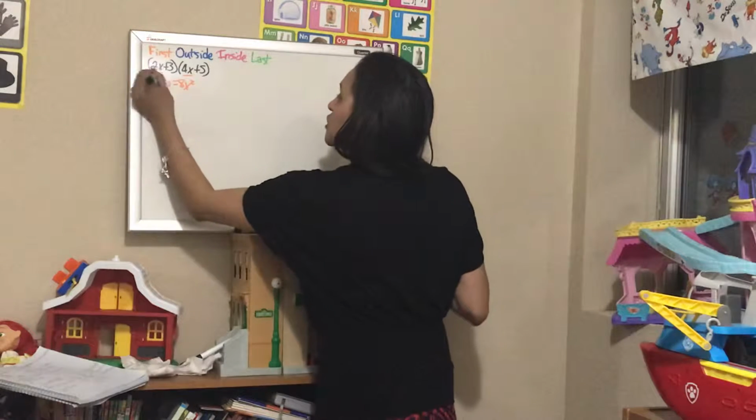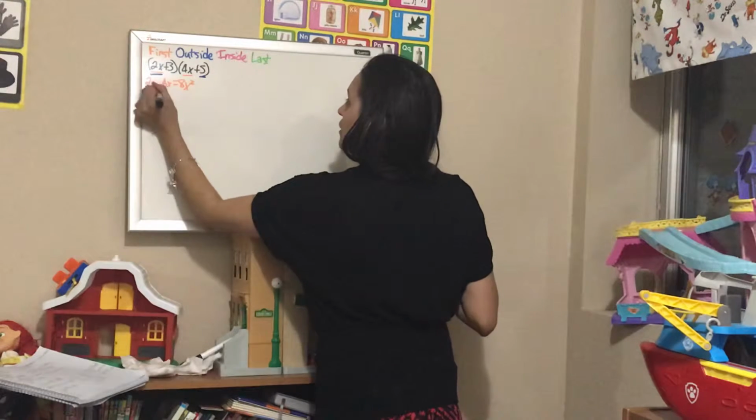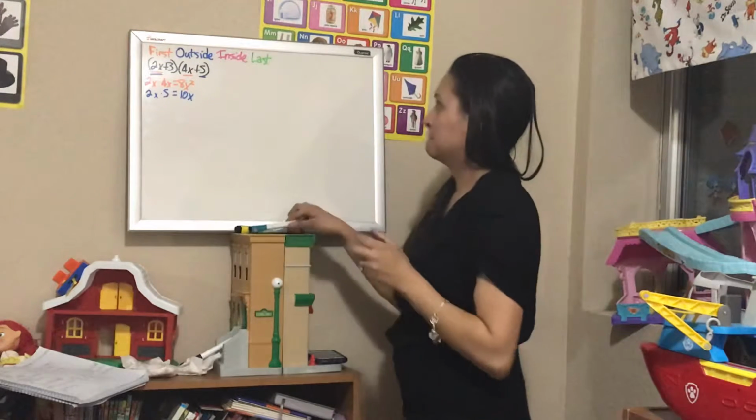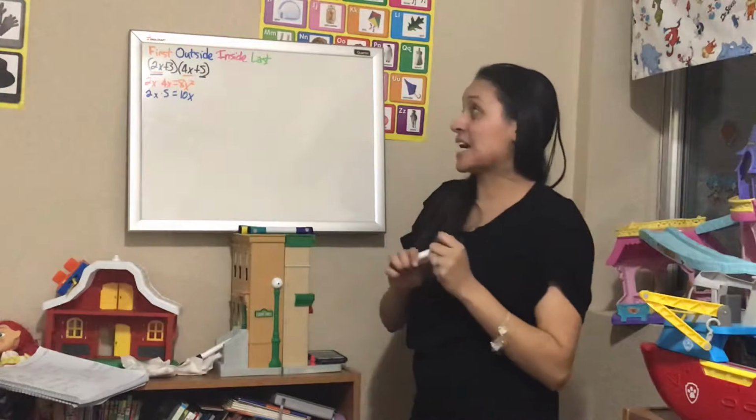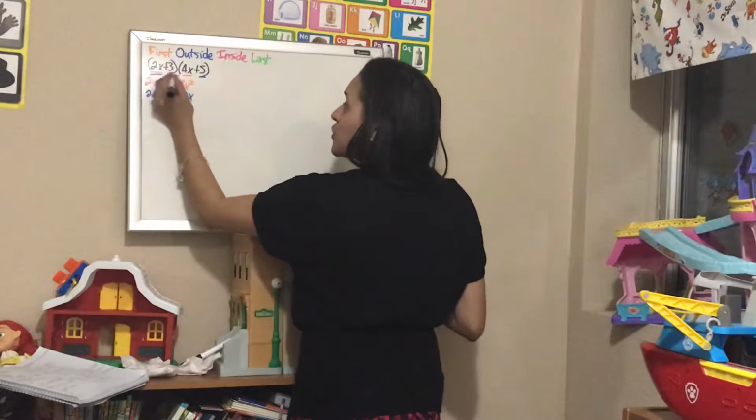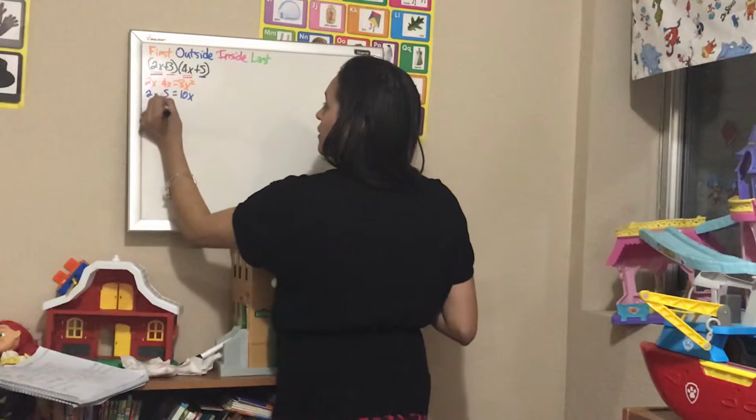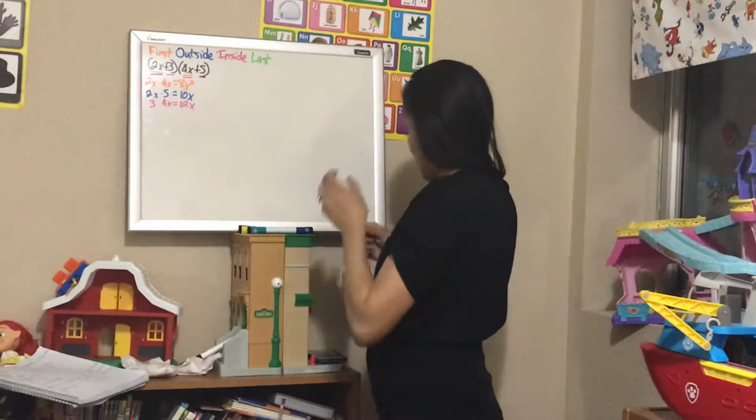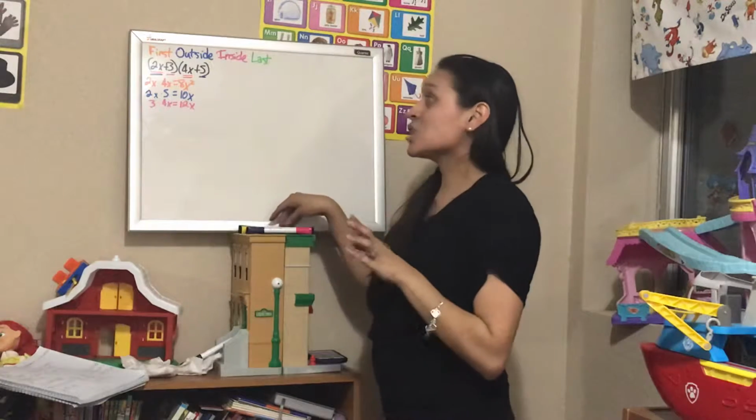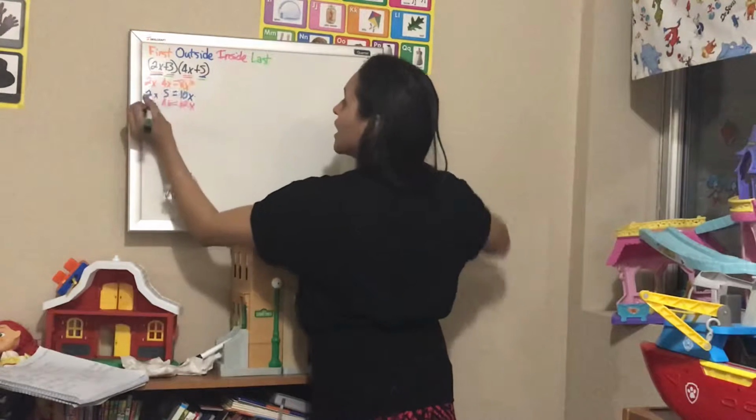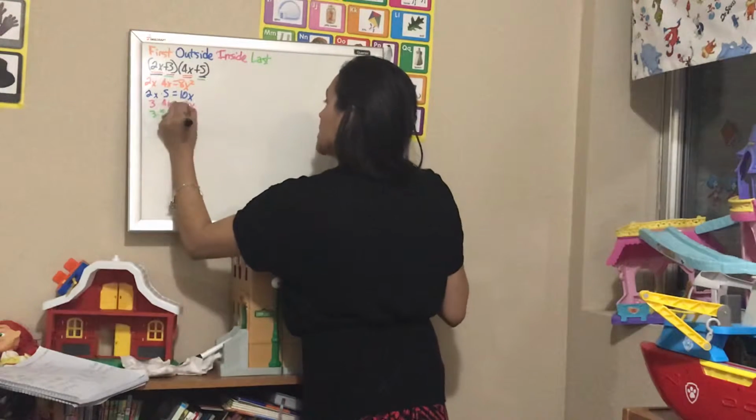Outside terms are going to be the two outer terms of our binomials. So we have 2x and 5. That will give us 10x. Our inside terms are going to be the inner terms of the binomials. We have 3 and 4x. That will give us 12x. Our last terms are going to be the two last terms of the binomials, and that'll give us 3 and 5. That will give us 15.